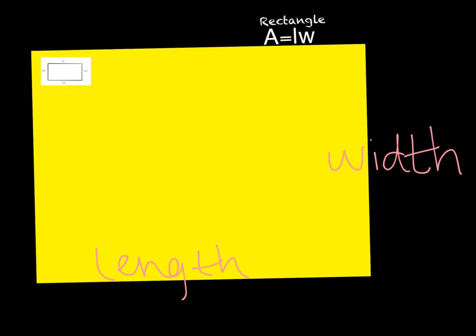So let's look at a problem of how to solve for the area of a rectangle. We see that our rectangle is 7 yards in length and 4 yards in width. So to solve, we have our area is equal to our length times our width. 7 times 4 gives us 28, and because we're measuring in yards, that is yards square or square yards.